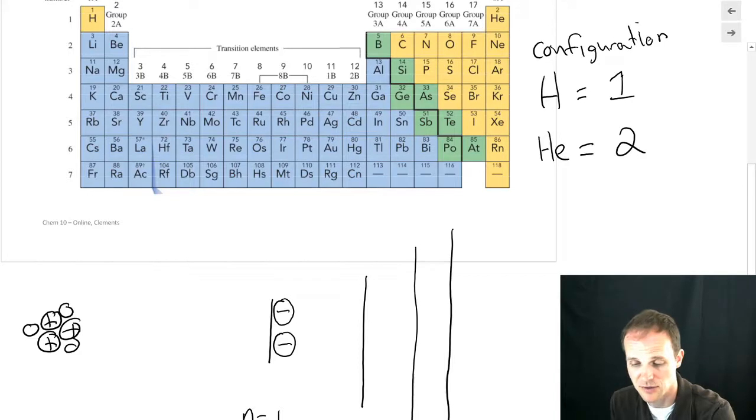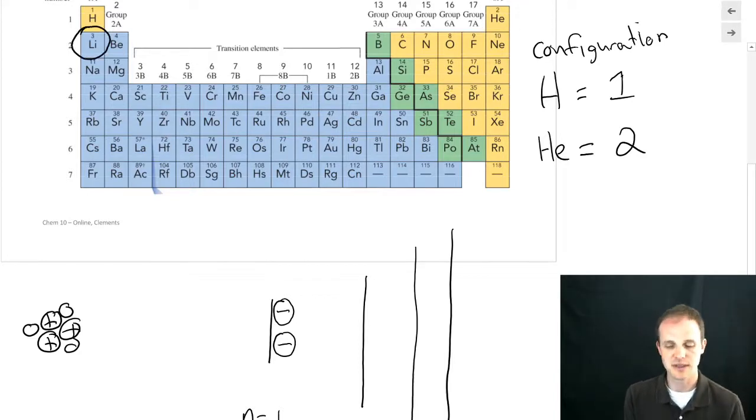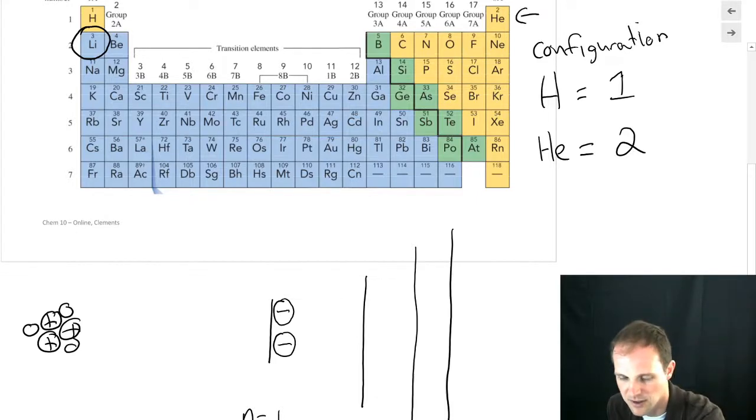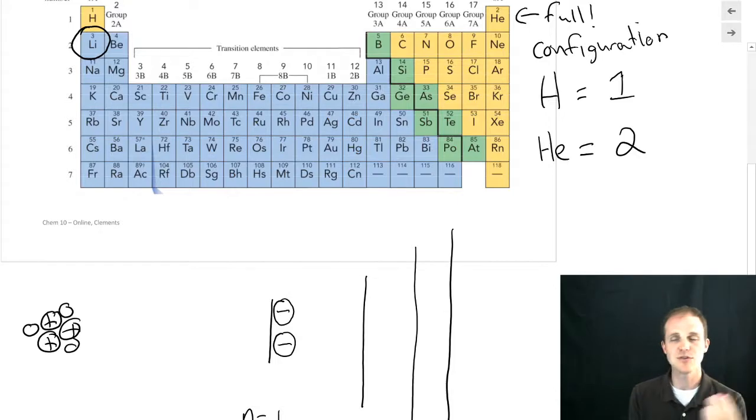Where it gets a little more confusing, perhaps, for some, is what happens when we go to lithium. Well, you'll notice, in order to get to lithium, what did we have to do? We had to go to a new row on the periodic table. And what does that mean? When we go to a new row on the periodic table, it means our last row is full.